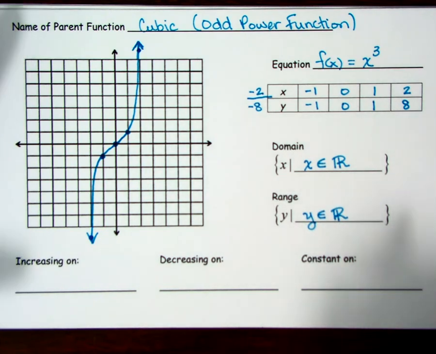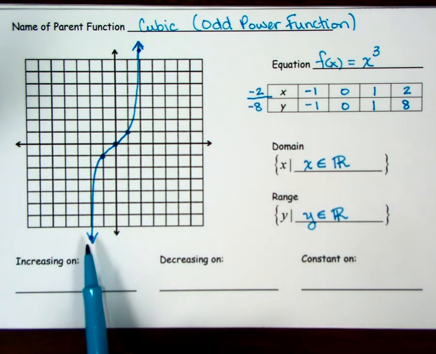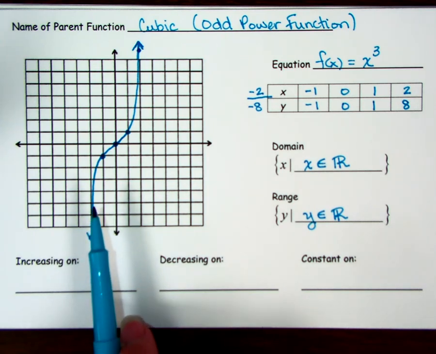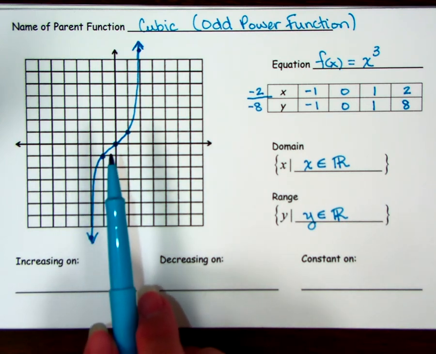Now intervals where this one is increasing, decreasing, and constant. To determine those, I have to look at the graph from left to right and see which way I would have to be moving my pen in order to draw the picture. So I'm going to start at the left side, at the first place where I can actually see the curve. As I'm moving my pen to the right, I'd have to also move it up in order to stay on the curve. So that means this is increasing.